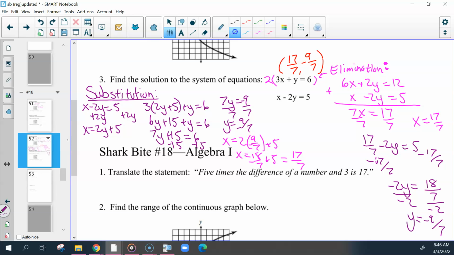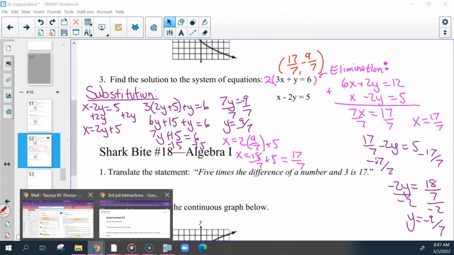Elimination, you would need to get one of the coefficients to be the same. It doesn't matter which. I made my y values the same, so I multiplied the first one by 2. Added these together to get 7x equals 17. And solve for x. And then put that back in to solve for y.